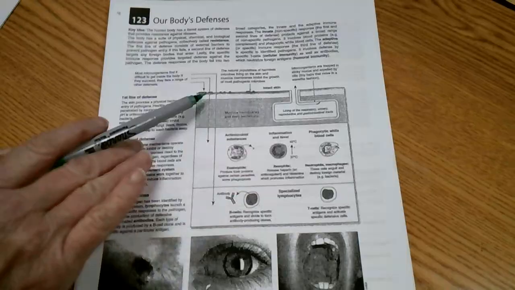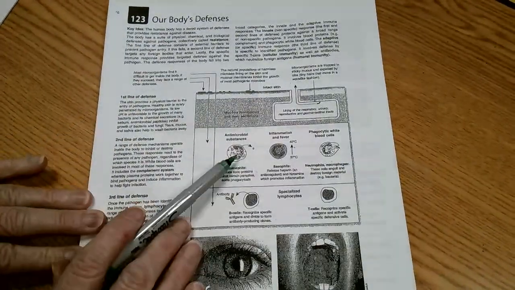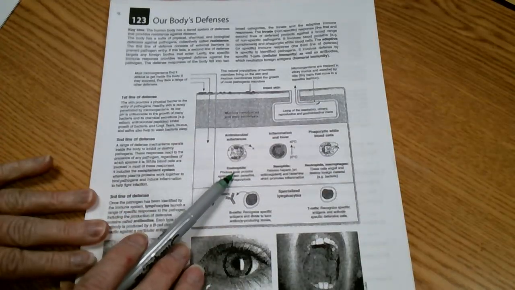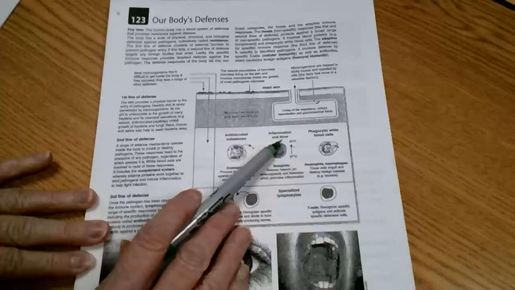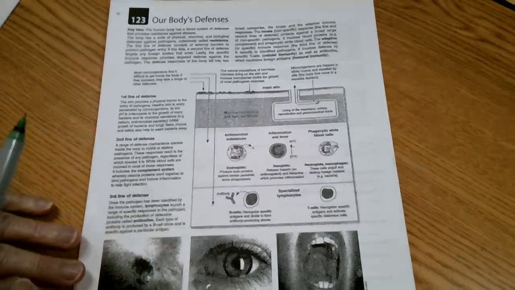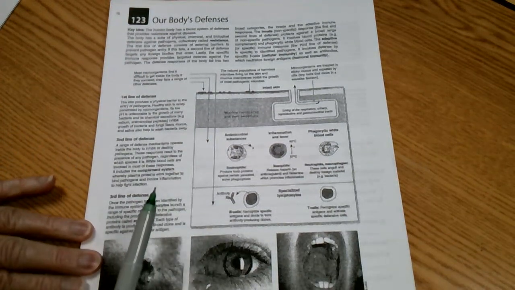It was showing the intact skin and the mucous membranes being the first line of defense. And then the antimicrobial substances, that's the complements that come from things like eosinophils and basophils, inflammation, and the phagocytes out there that are the big eat 'em up guys and the little eat 'em up guys. And then finally, the third line of defense, which is the specific immune response. So that's what we're going to get into.